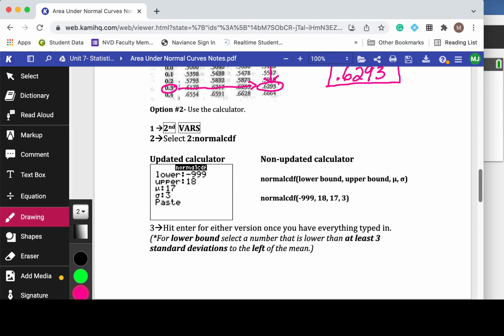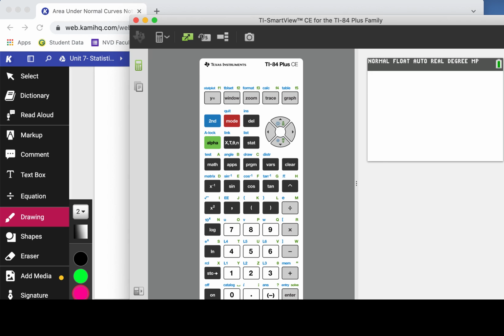So we're going to take a pause, stop this video, and the rest is going to involve using the calculator and the different uses of the calculator. I'll just show you where that's going to be. It's going to be second VARS distribution, and we're going to be using normal CDF.